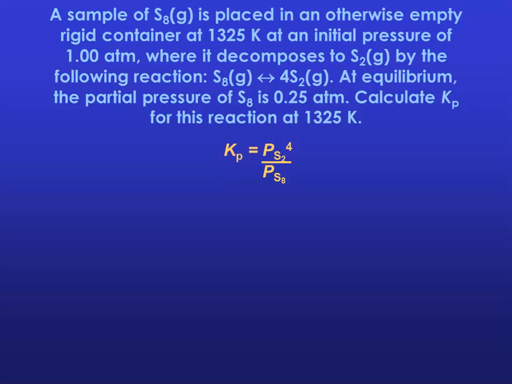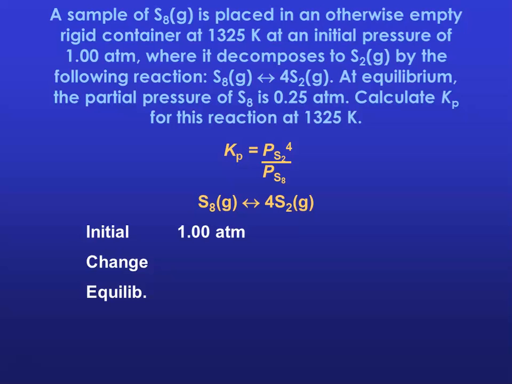So now we're going to get into that ICE chart that I talked to you about briefly before. The ICE chart stands for initial, change, and equilibrium. Initially, we are told we have 1 atmosphere of S8 present. If you aren't given information about any of the other components, you are more than welcome and absolutely should assume that they are at 0. We're told at equilibrium, S8 was at a partial pressure of 0.25. Well, that meant it decreased, and it decreased by 0.75 atmospheres, if that was the only way we were going to get it from 1 to 0.25.